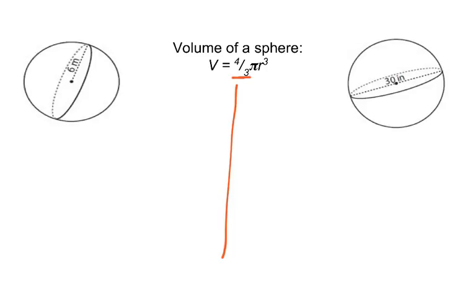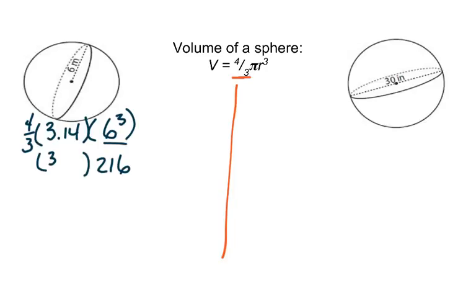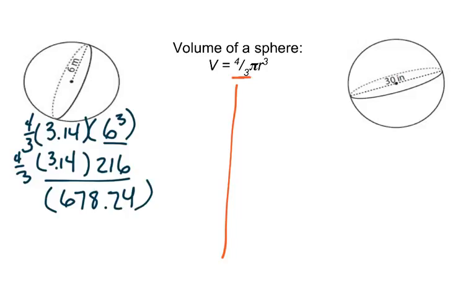So let's plug it in. 4/3 times pi, which is 3.14, times 6 cubed. 6 times 6 times 6, that's what we're doing first, is 216 times 3.14 times 4/3. 3.14 times 216 is 678 and 24 hundredths times 4/3.